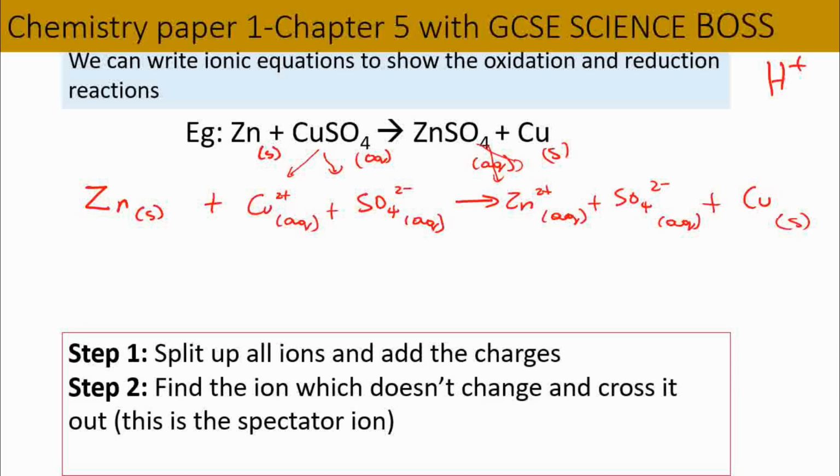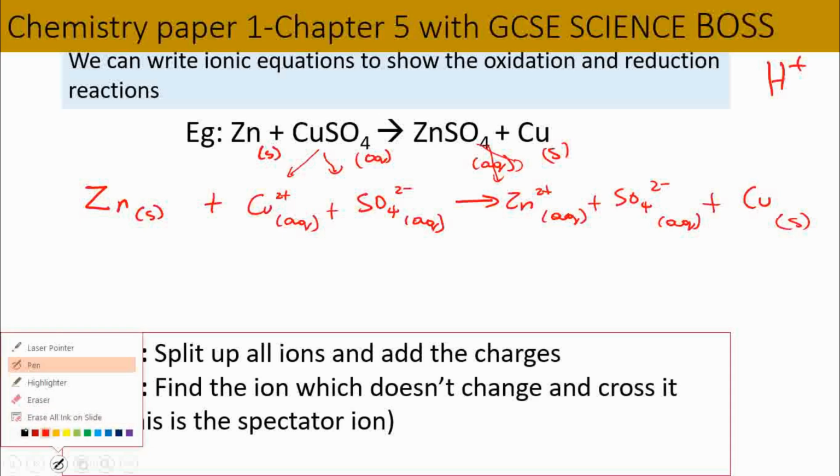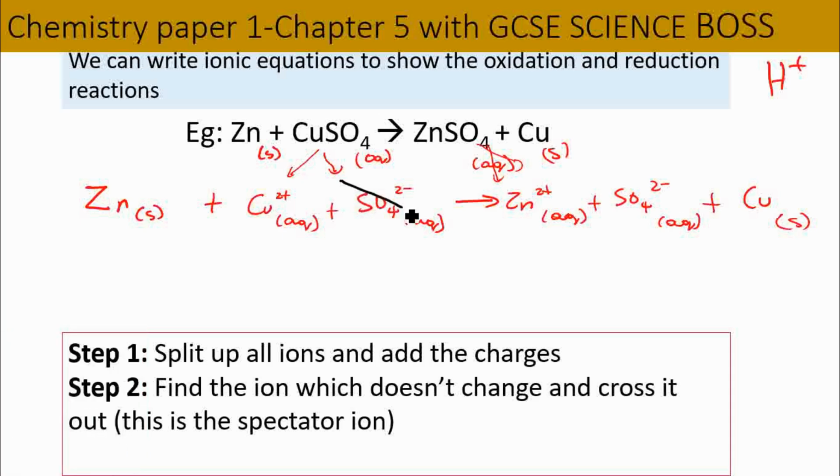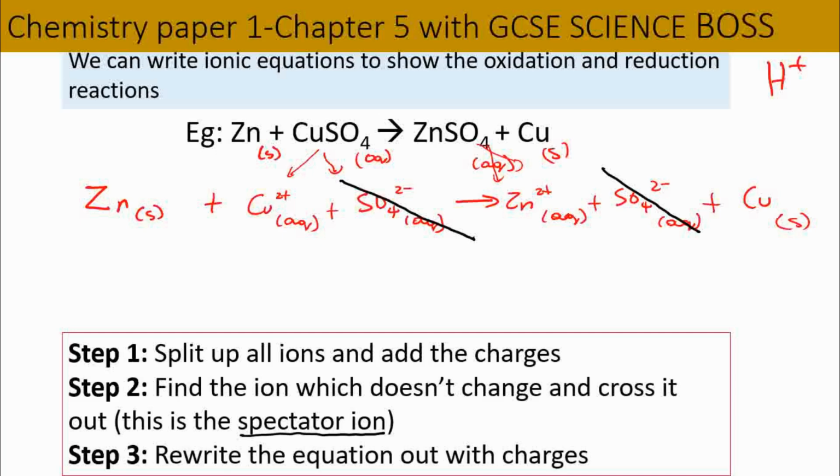Step two, we find the ions which don't change and cross them out. So if you look here, Cu2+, all right, they're different because this is copper solid. But look at this, SO4 2- and SO4 2-. All right, let's use a different color there. They're common. They're called spectator ions. Okay, which then takes me to step three.